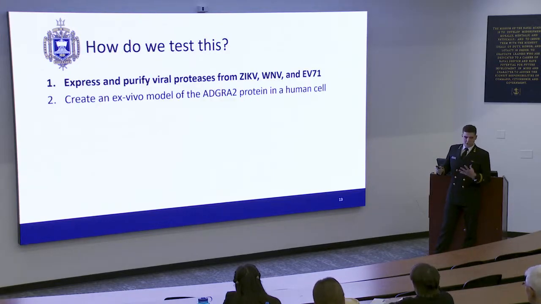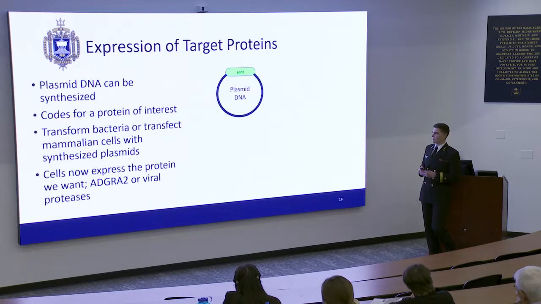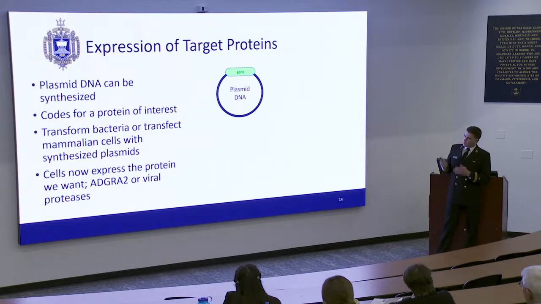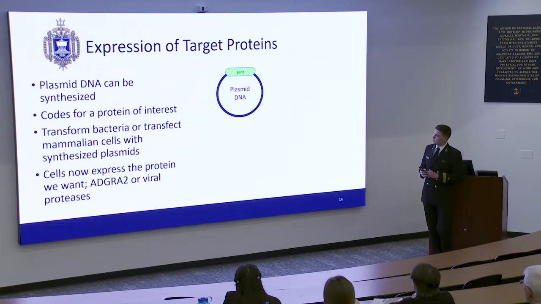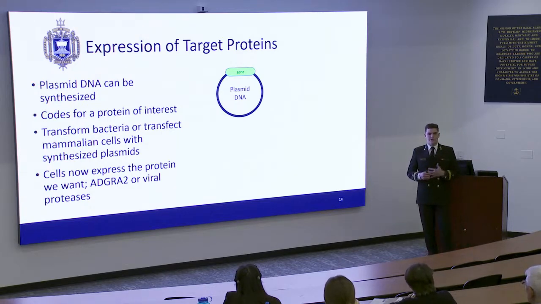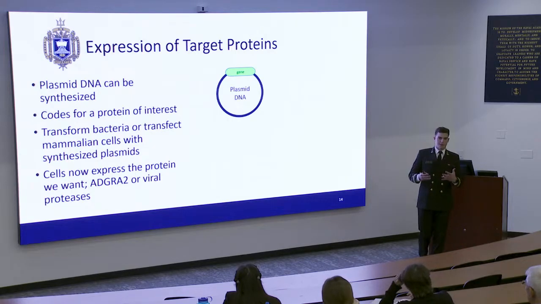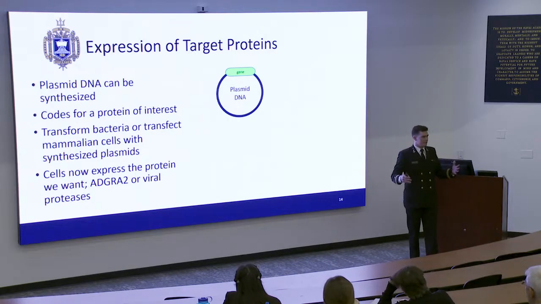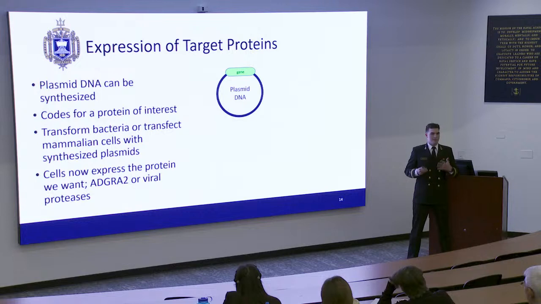So, first thing, we need to express and purify these viral proteases from Zika, West Nile, and enterovirus 71. Another important piece of background for how we're going to do that is this idea that as researchers, we can have a target protein that is coded by a specific DNA sequence, and we can make it so that cells express that DNA sequence and produce that protein.